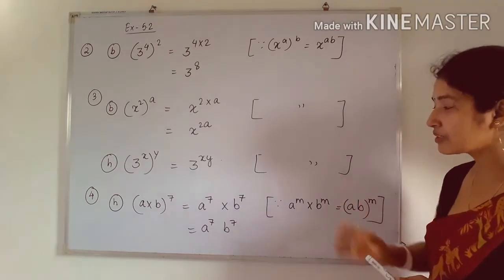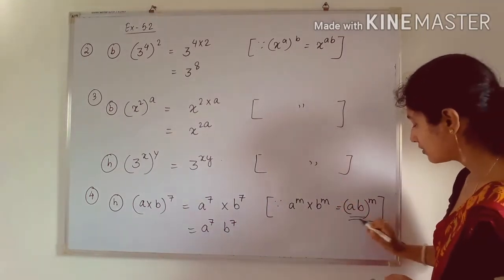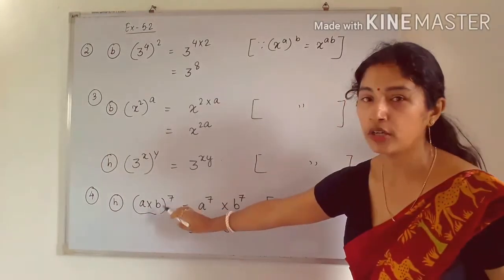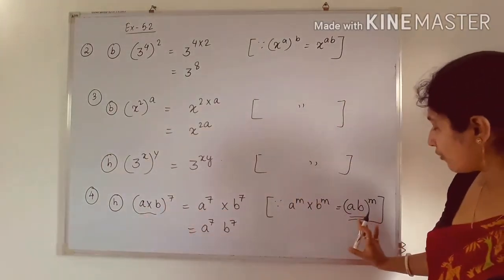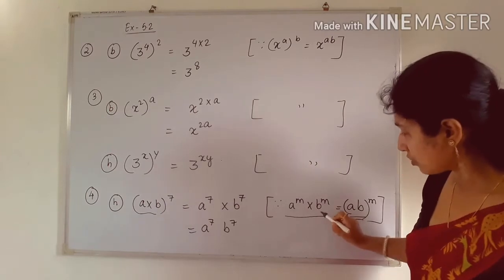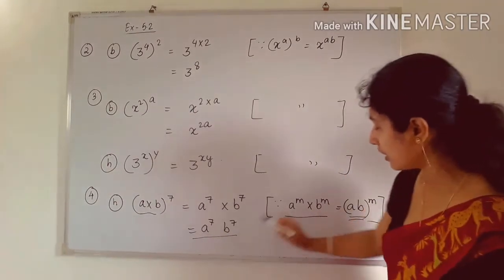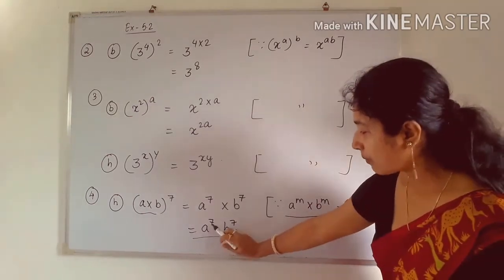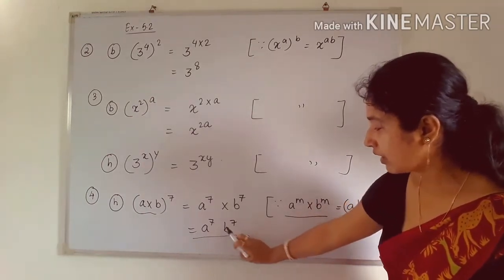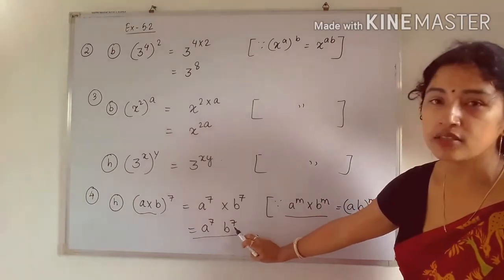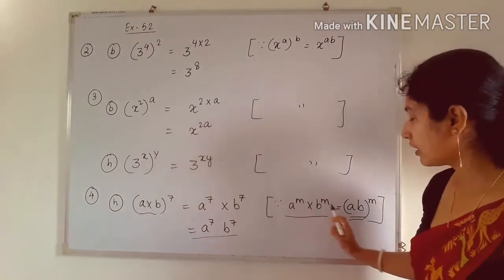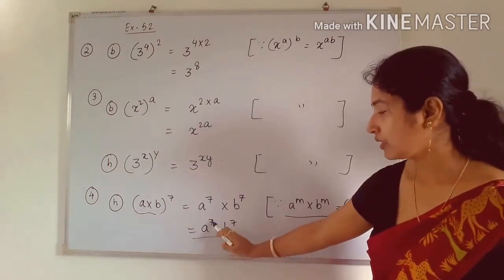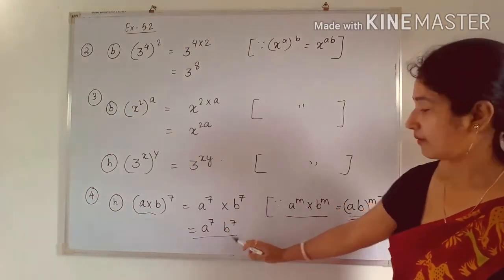So see here what is given, this part is given. See, ab whole to the power n. This part is given and we have to express it in this form. So see, my answer is in this form only: a to the power m into b to the power n. So see, a to the power m means that 7, and b to the power 7, that means the same value, we have to write the common power. Okay, so same power, that is 7, here also 7.